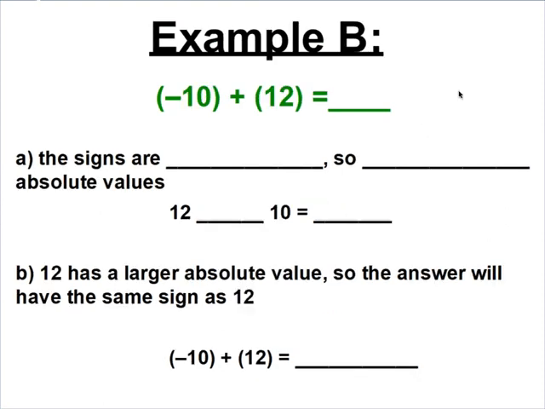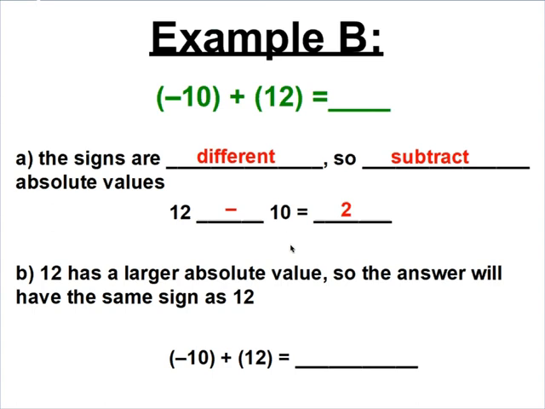Now let's look at example B. Example B shows one negative integer, negative 10, being added to a positive integer, positive 12. So the signs are different, so we have to find the difference or subtract the absolute values. The absolute value of 12 is 12. The absolute value of negative 10 is positive 10.